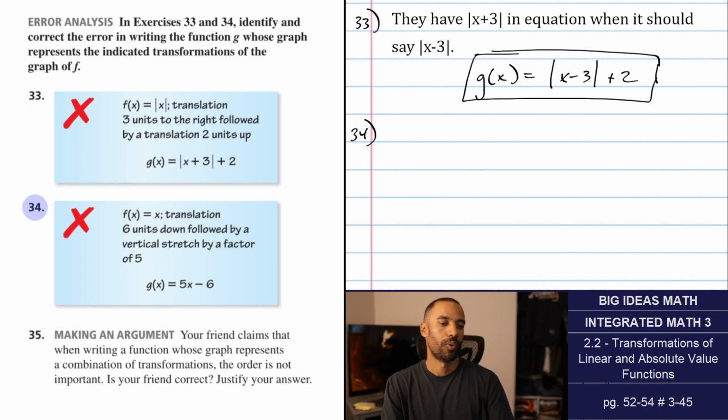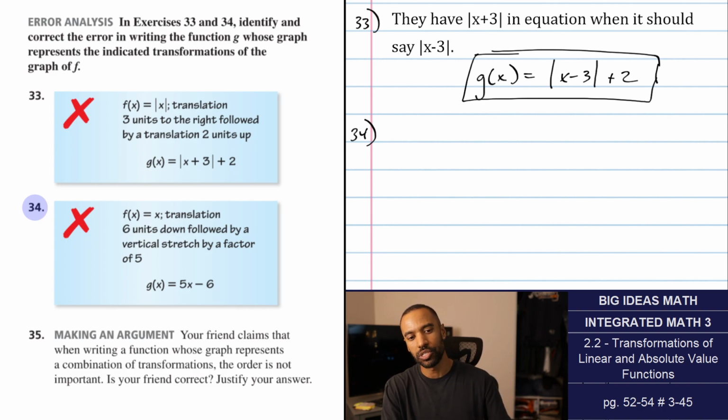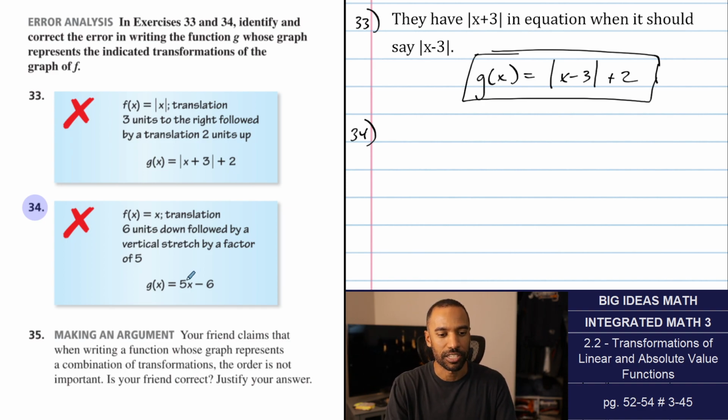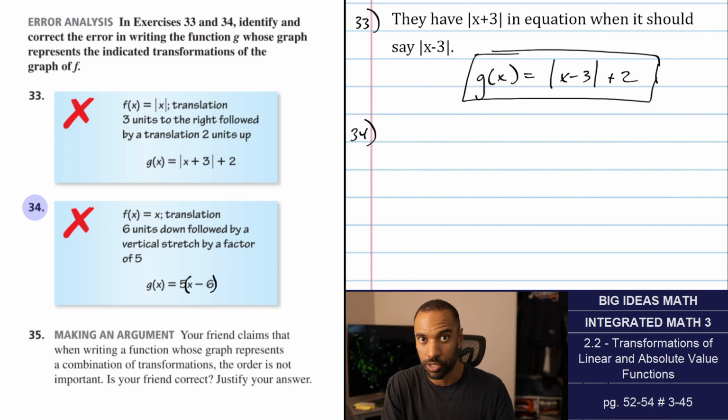Number 4, we're going to translate this linear function 6 units down, followed by a vertical stretch by a factor of 5. Okay, so the interesting one about this is if you go 6 units down first, then that has to happen first. The stretch factor of 5 happens afterward, and it affects the 6 units down. You're no longer going to be six units down. You're going to be 5 times that amount. So you really need parentheses around that.